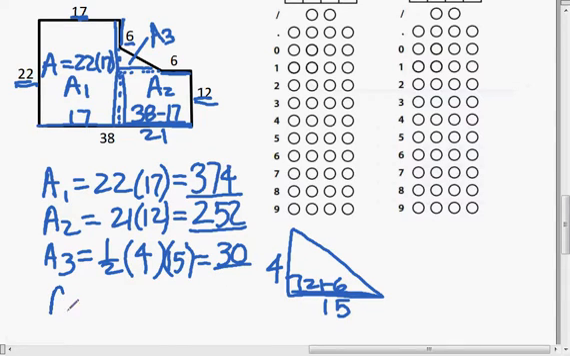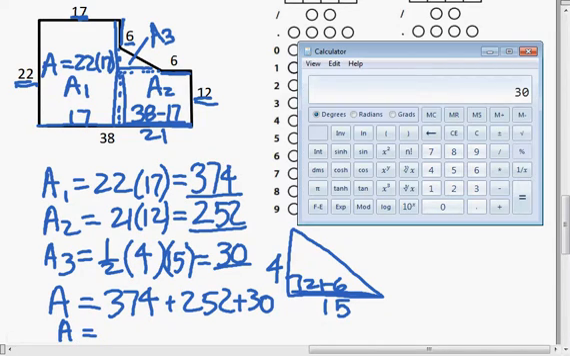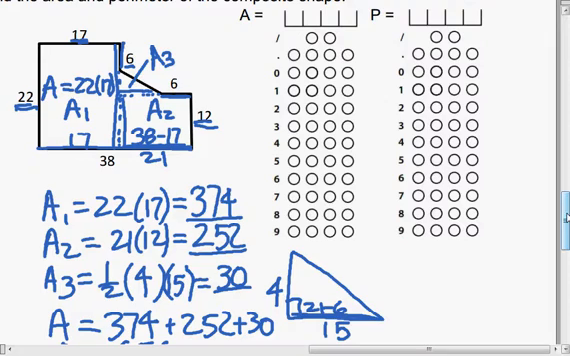So my total area equals 374 plus 252 plus 30, which equals 656. And it's already rounded to the nearest whole number. So I just do 656.